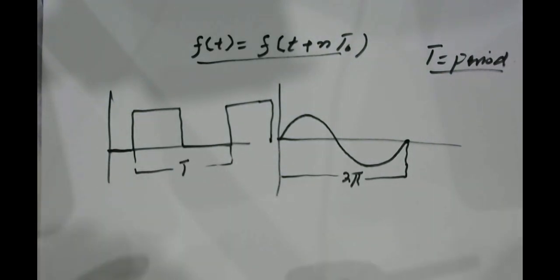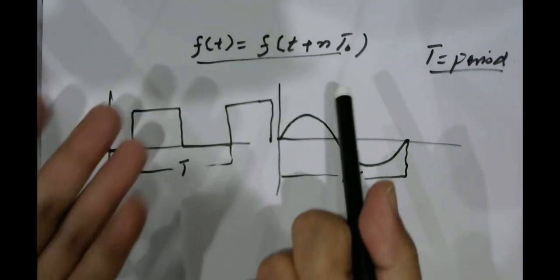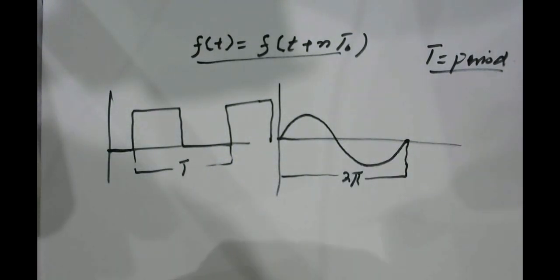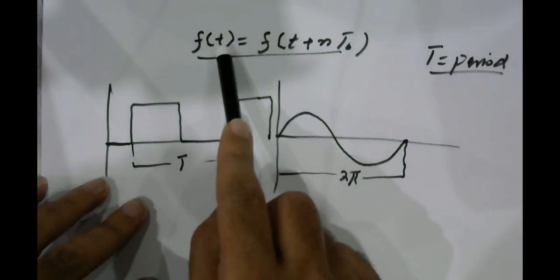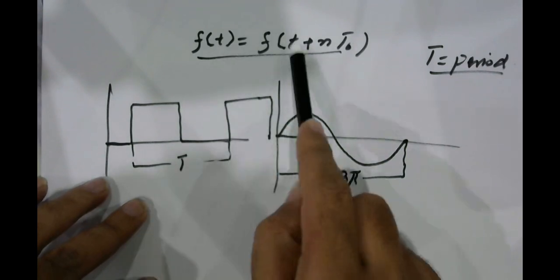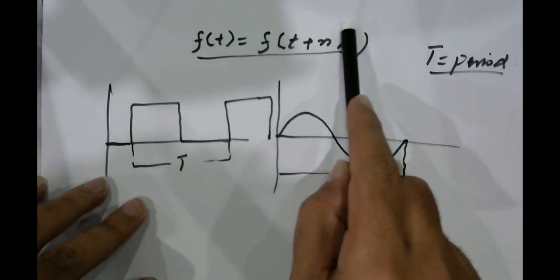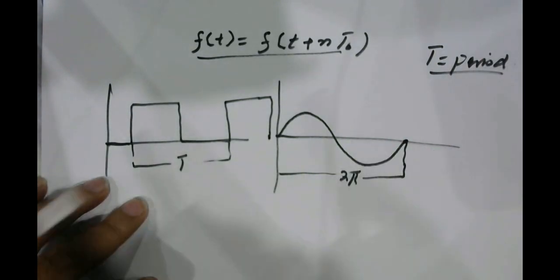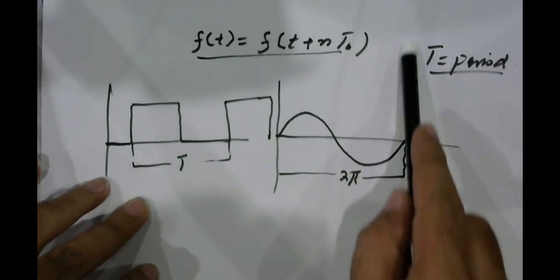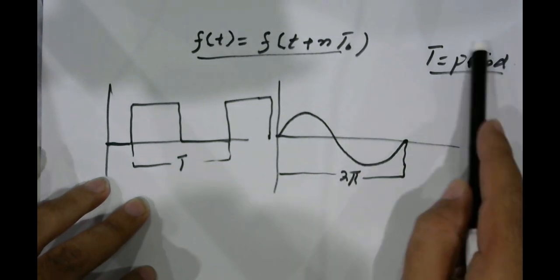So a function which repeats itself after an equal interval of time is called what? A periodic function. I hope you understand. We don't need to go beyond this definition. You just need to remember that a periodic function is a function which repeats itself after an equal interval of time, and that interval of time is called the time period. It will repeat itself after this time period.